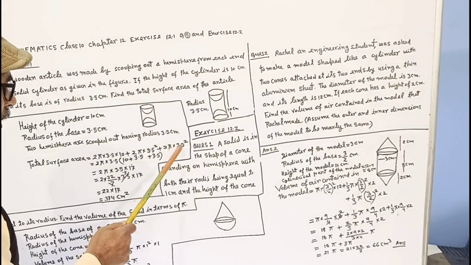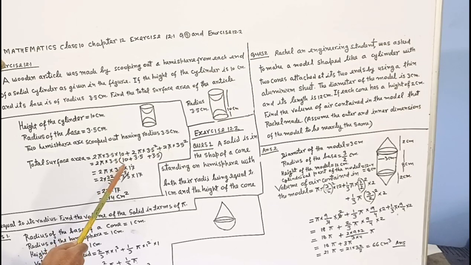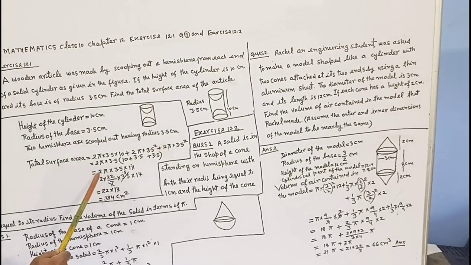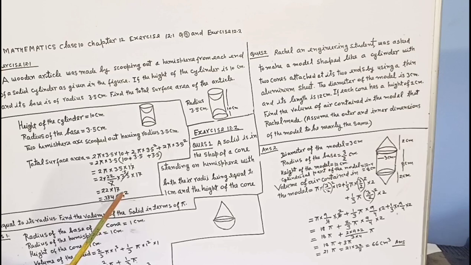pi into 3.5 square. 2 pi into 3.5 is common, then in bracket 10 plus 3.5 plus 3.5, that is equal to 2 pi into 3.5 into 17 equal to 2 into 22 by 7 into 3.5 into 17 equal to 22 into 17 is equal to 374 centimeter square.